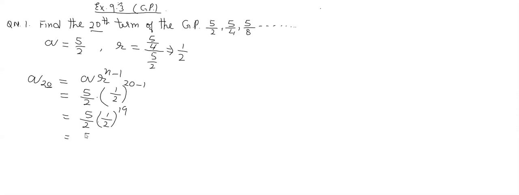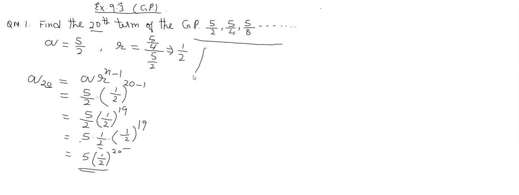So we can write like this: 5 into 1 by 2 into 1 by 2 raised to the power 19. See this product, you will have 1 by 2 raised to the power 20. This is the 20th term of this geometric progression. Now see the next question.